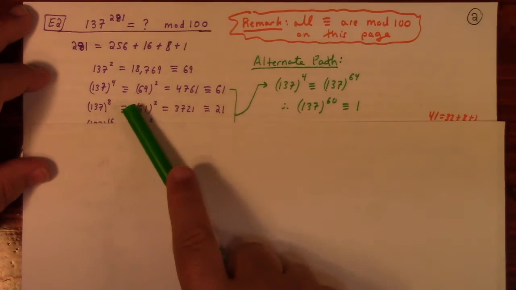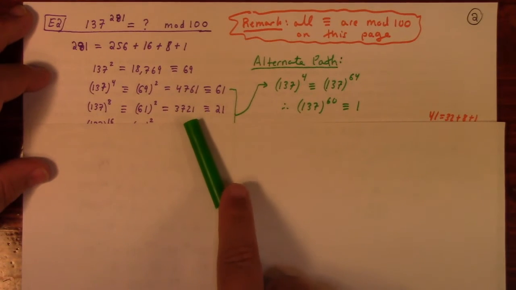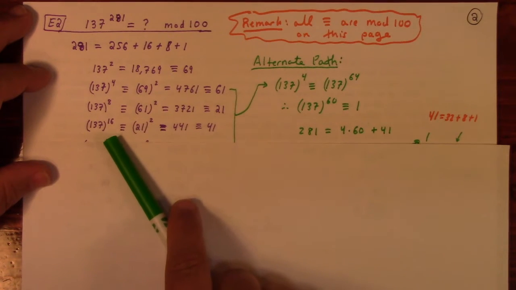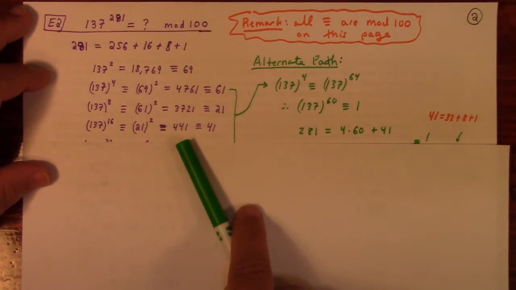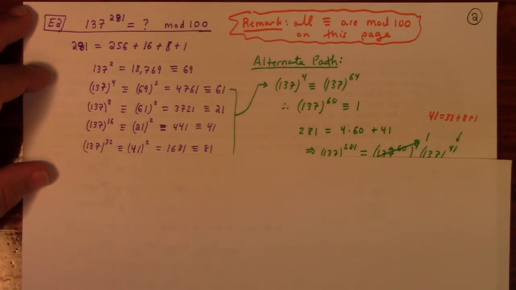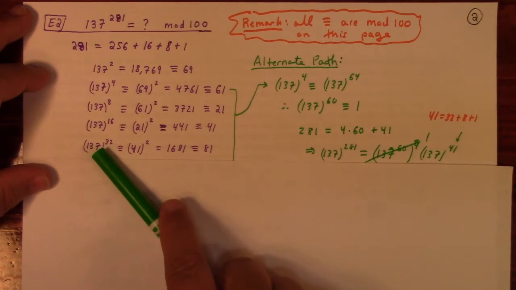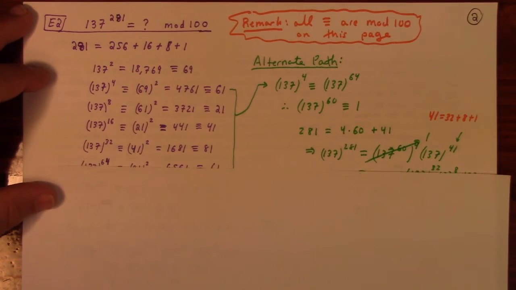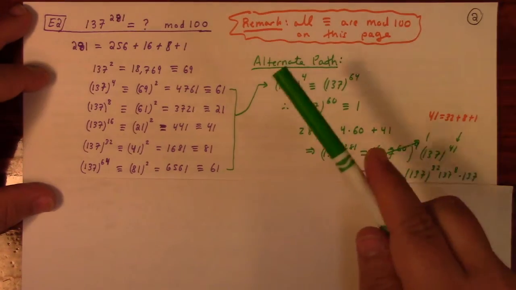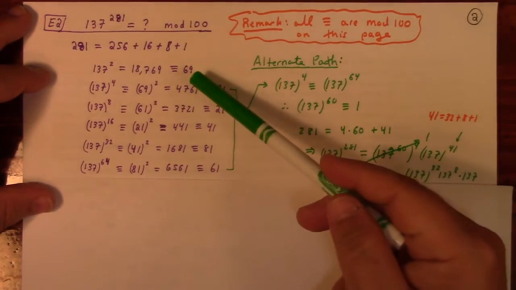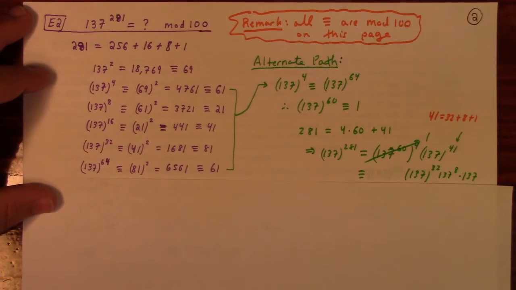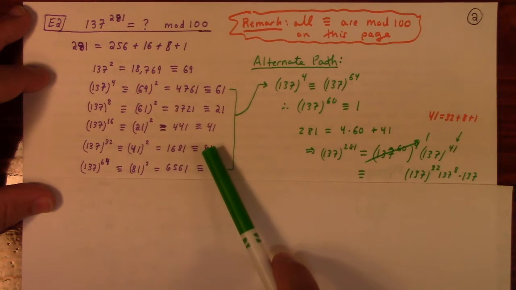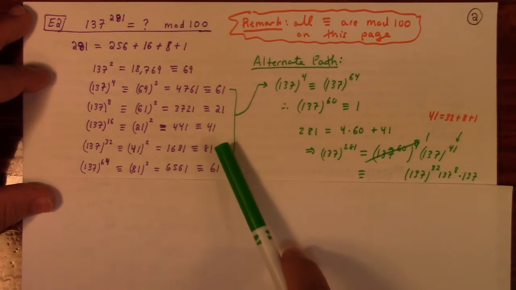Then the 8th power, I take the previous one, I square it. That gives me 3721, congruent to 21. Then the 16th power, I take the previous one, I square it, that's equal to 441, which is congruent to 41. Then the 137 to the 32nd power, I take the previous one, I square it. That gives me 81. So you notice that the cool thing about the binary exponentiation is that at each part of the calculation you're only squaring the number before. So computationally, it's pretty straightforward, and you never get numbers that are unmanageable with a calculator.